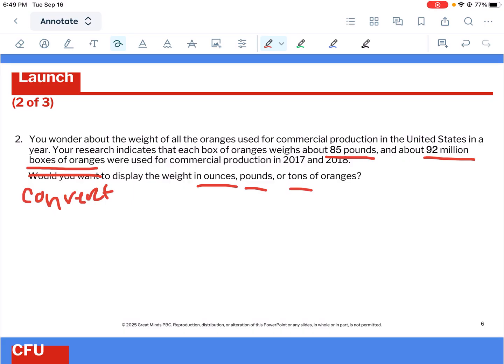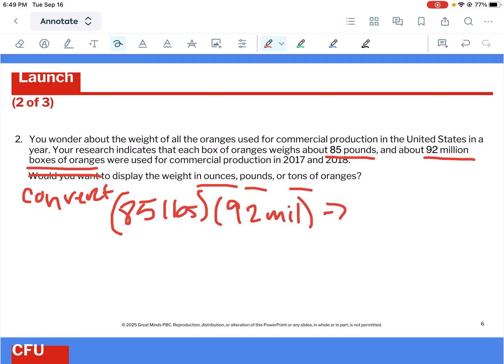But first we have to get the total number of pounds. We're given 85 pounds. Include your unit of measurement. We're given 92 million boxes of oranges. 92 mil, and I'm just going to abbreviate that so I don't run out of space. Doing some quick math over here on my calculator so you don't have to do it. That gives us 7,820,000,000 pounds. And I'm going to just squeeze pounds in on the end.